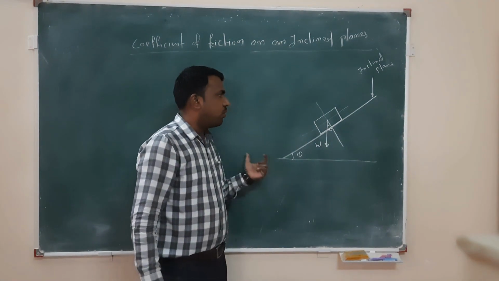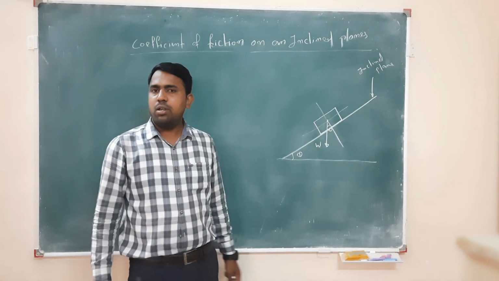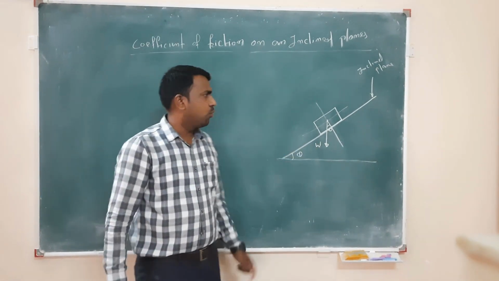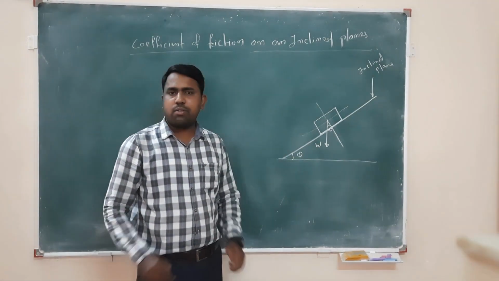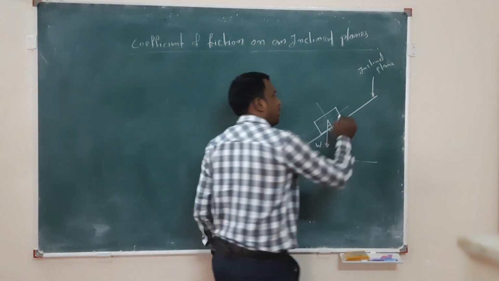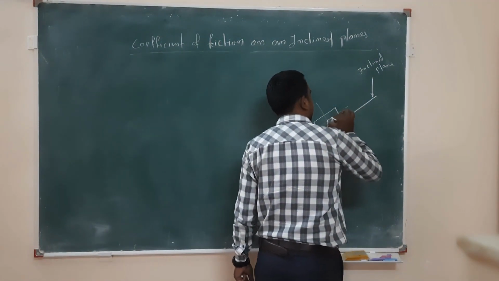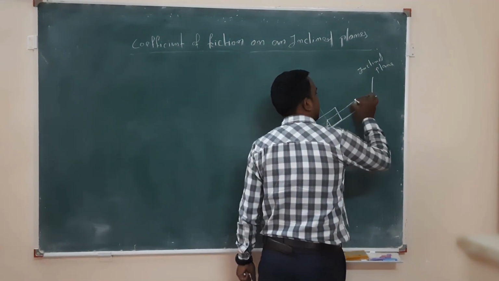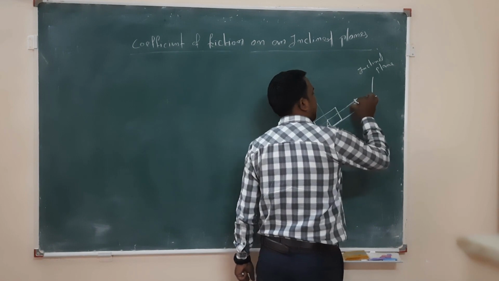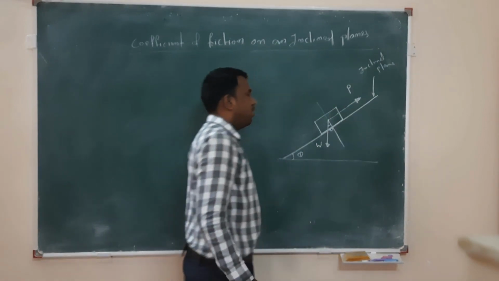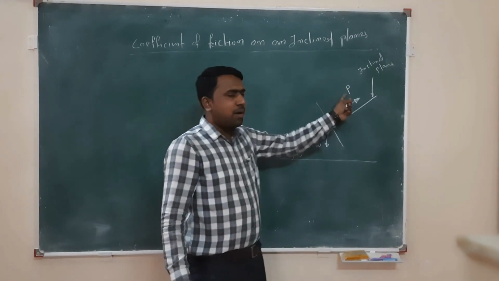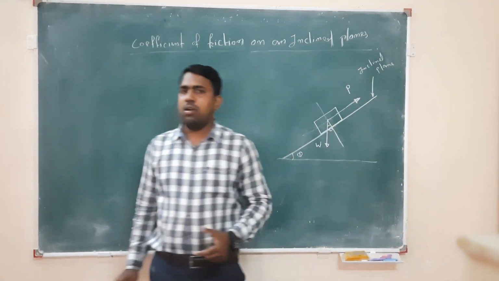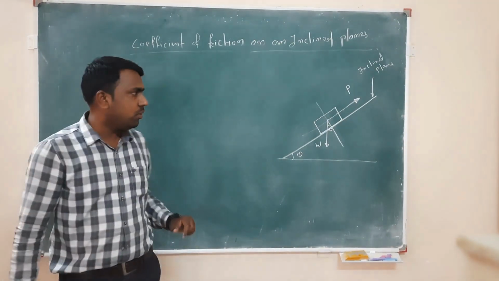So now the box is moving on the inclined plane. To move the box, we require some effort in the upward direction, that is given as P. So here P is the effort required to move the box in the upward direction.